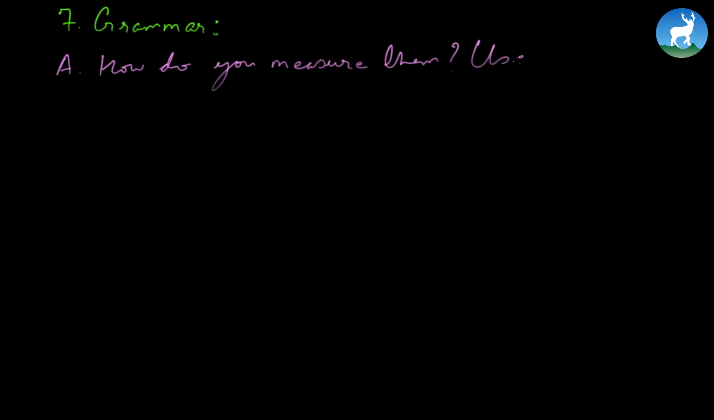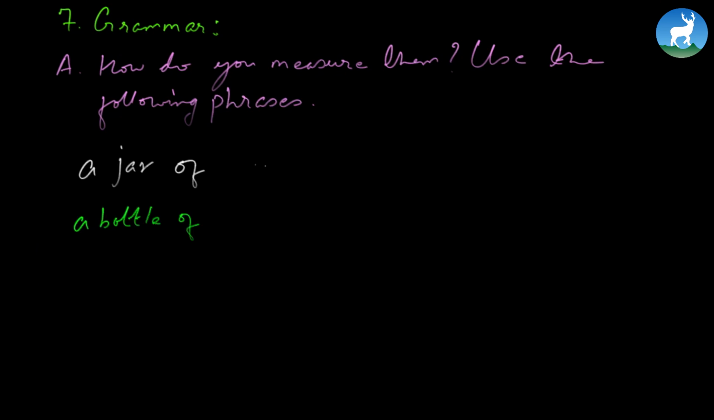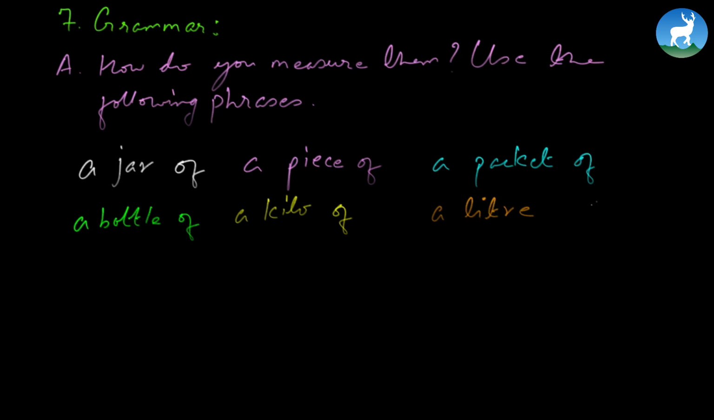Now here again, it says grammar, and the question is number A. How do you measure them? Now the phrases are given here. Use the following phrases. A very easy exercise, by the way. These are the phrases given here in the book: a jar of, a bottle of, a piece of, a kilo of, a packet of, a liter of.